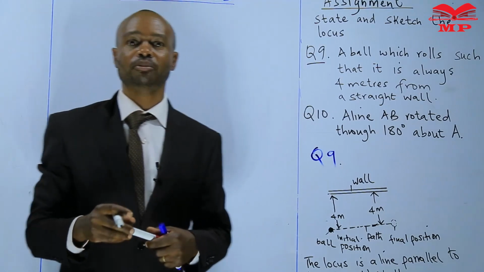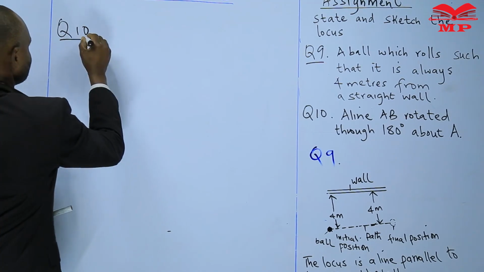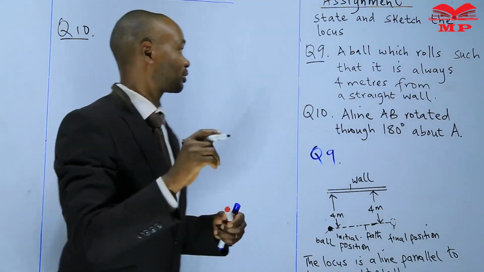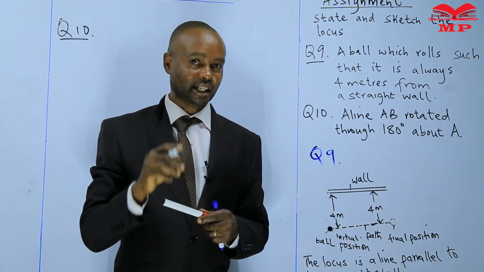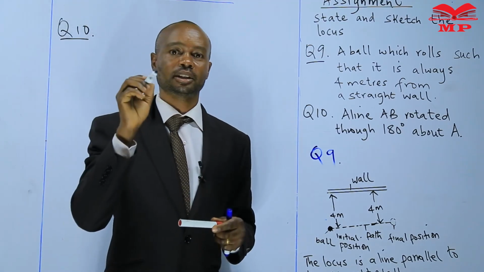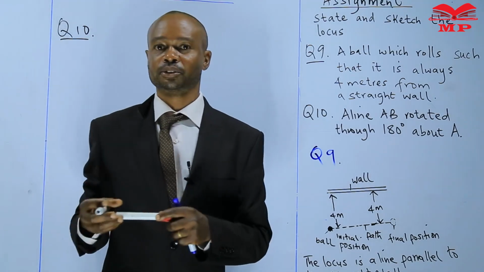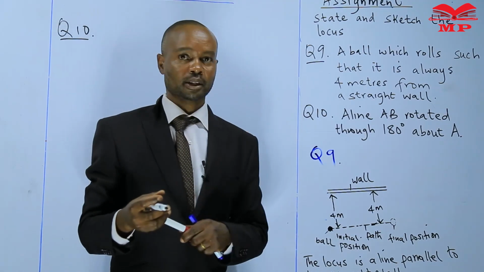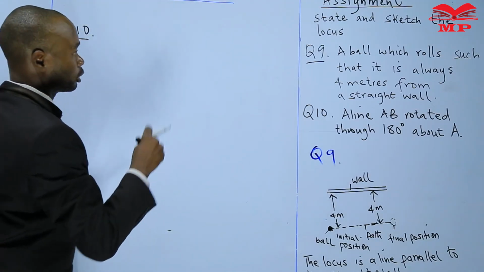We shall go to question number 10, the solution for it. As usual, we always look at the law given in the question. In question 10, it is a line AB. And in the definition, we talked of a line. A line will most likely sweep out an area. A point only sweeps a path, like in this one, it has swept a line.